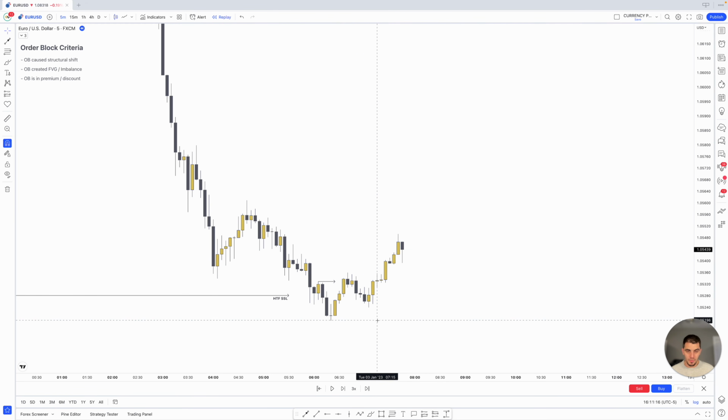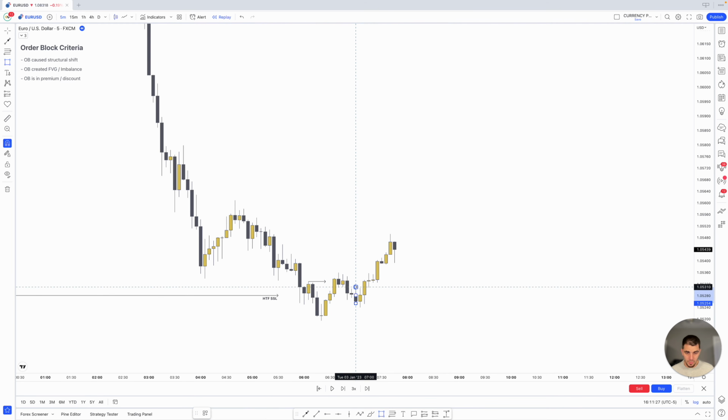So do we have an order block here? We do. This is a little bit clustered. This happens a lot on the lower time frames. You see a lot of smaller candles clustered together, but we're looking for the last bearish candle prior to the bullish move that broke structure. So that would be this right here. So that's the first thing checked off the list.